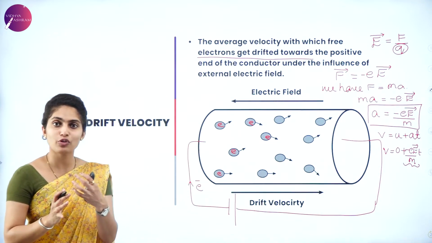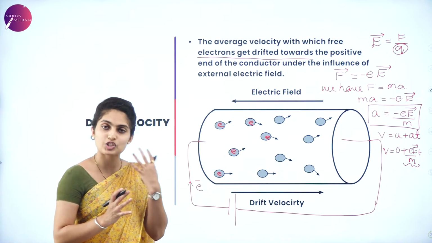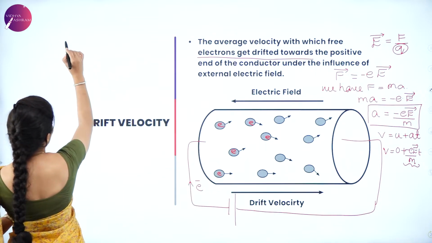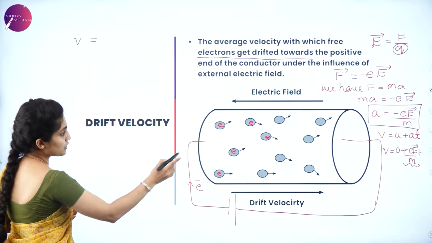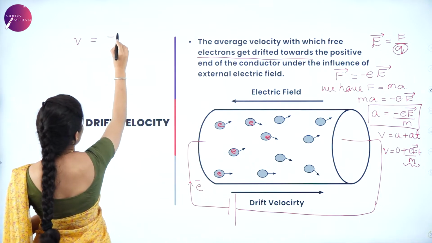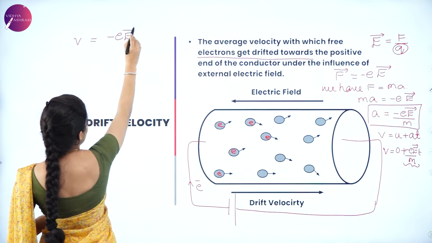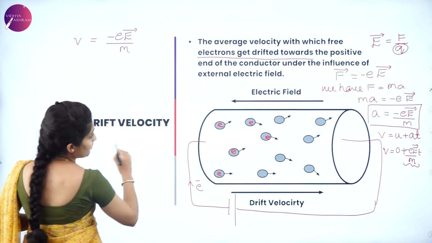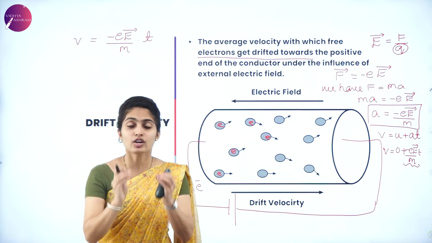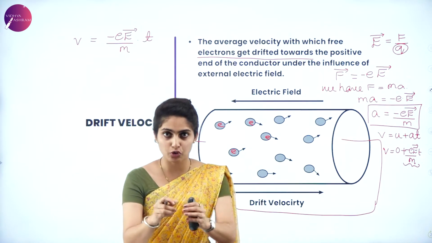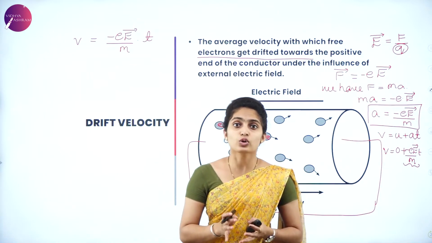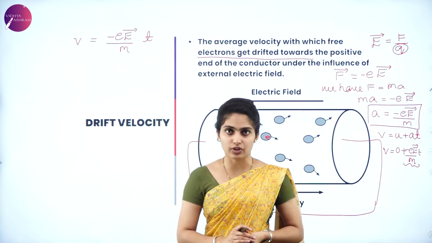So what happens to your velocity? That is the final velocity which is gained. That is called the drift velocity. So let us write it here. You have your velocity which is equal to, since the initial velocity is 0, I'll just discard that and write only minus e E vector divided by m, and you have your time called t. And remember, when there is movement of electrons from one end to the other end, there is a collision between the neighboring electrons.